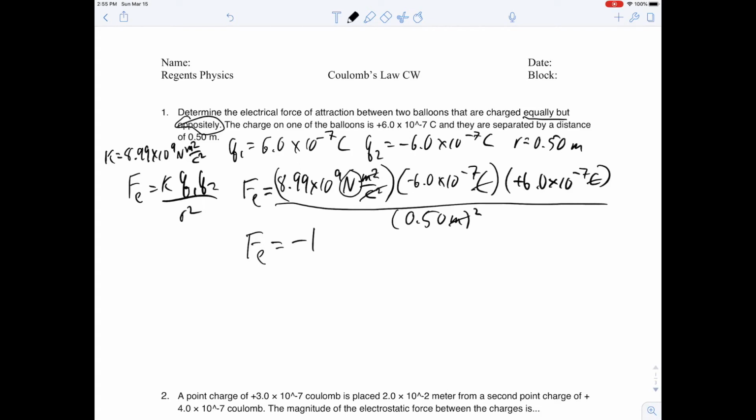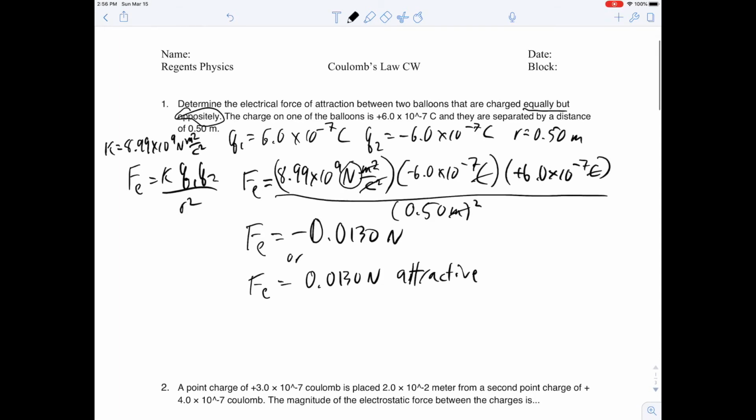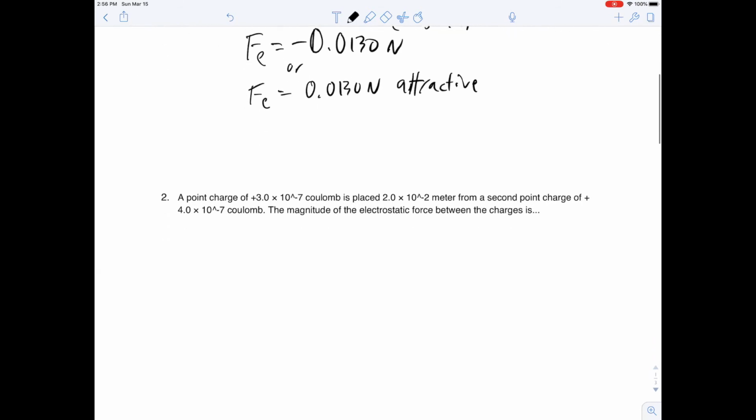I get negative 0.130 newtons, or you can just say 0.130 newtons attracted. Because they're oppositely charged, you know they're going to pull towards each other. It's a good check.